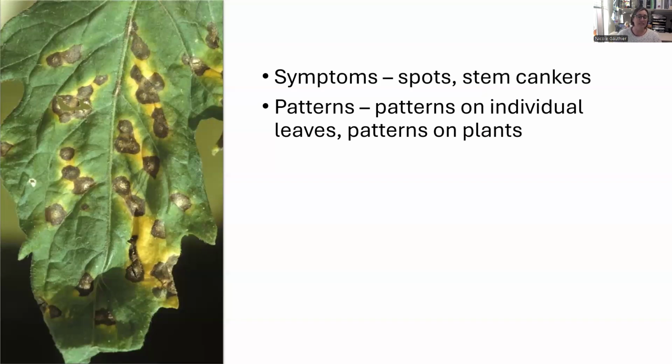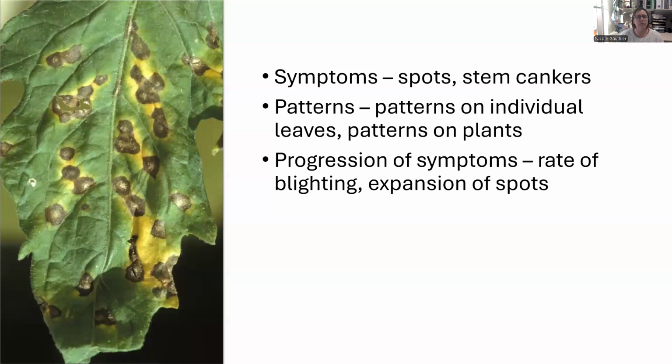And then if you look at a single leaf, like for instance, if there's a leaf spot, what is the pattern on that individual leaf? Are these spots small? Do they expand really rapidly? Is there yellowing? So what are the things going on that leaf? So think about patterns very broadly and then very narrowly. Take lots of notes. So that's going to help us get to the bottom of what's going on.